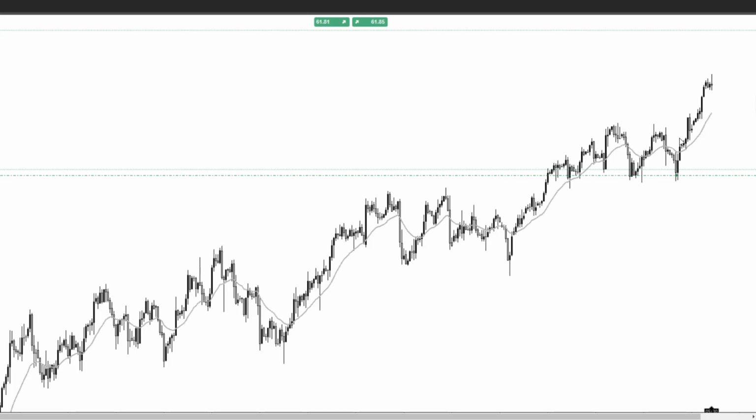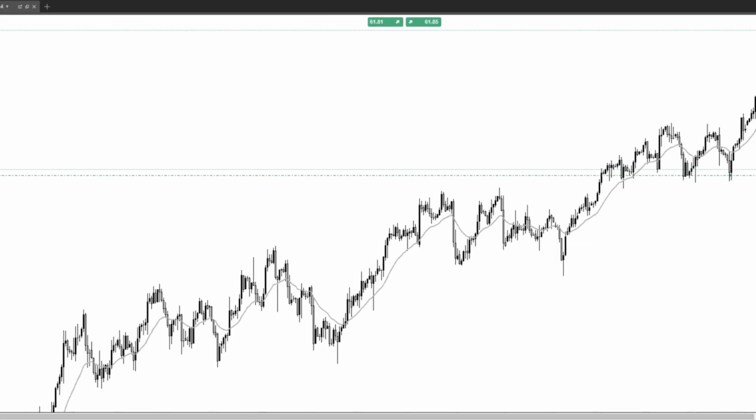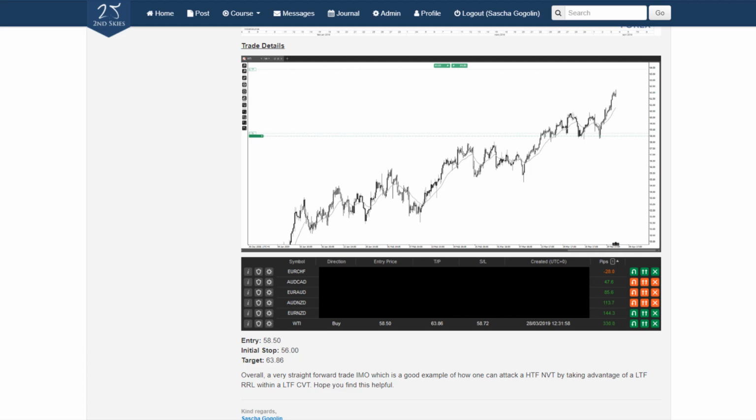You can see my entry price at 58.50. My target is still at 63.86 and my stop loss was at 58.72. And here I already had moved my stop loss to break even, so this was a risk-free trade and is a risk-free trade for me. And now price is getting very close towards my target.